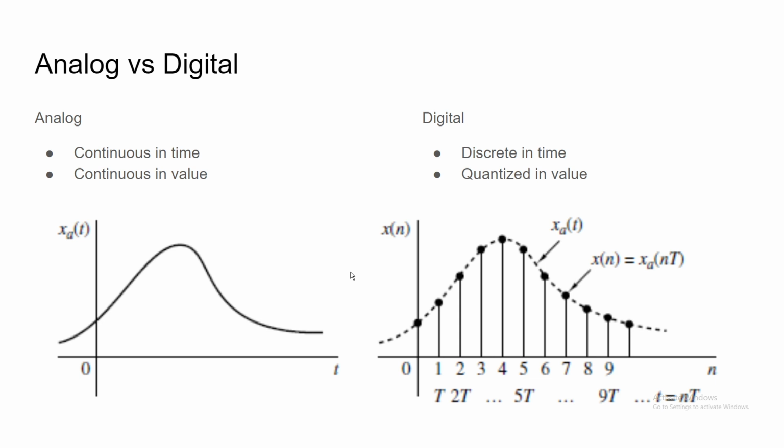Digital signals, on the other hand, are discrete in time and quantized in value. This means that our digital signal is only defined for equally spaced points in time. For the other instances in time, the value is undefined. Like seen in this figure on the right, the value of the signal is only defined on these instances, and everywhere else, the value is unknown. Quantized in value means that there is a finite set of values that a digitized version of our signal can take. We will discuss this more later.